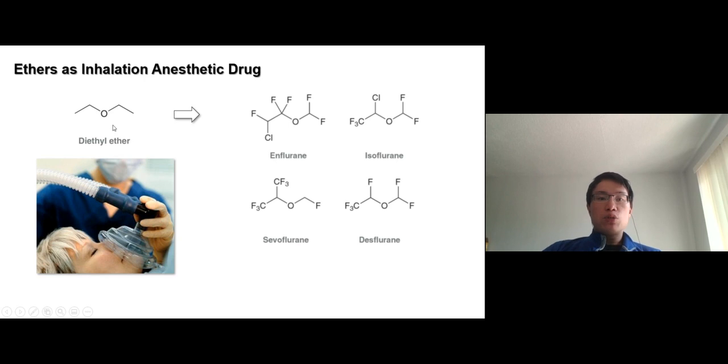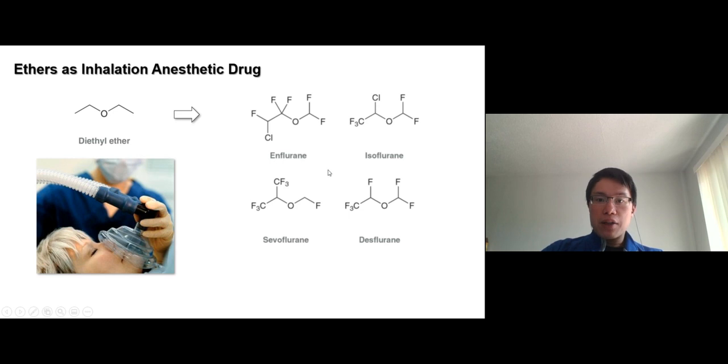But the drawback of using diethyl ether is side effects, especially when people recover and try to wake up after the surgery. It involved vomiting and nausea. It's just quite a lot of it. So diethyl ether was later replaced by halogenated ethers. Okay, what do these do?